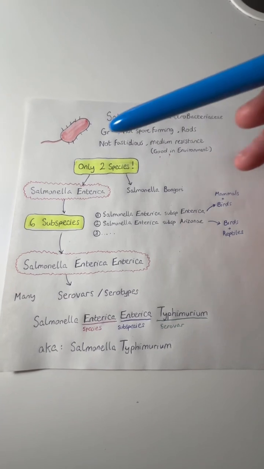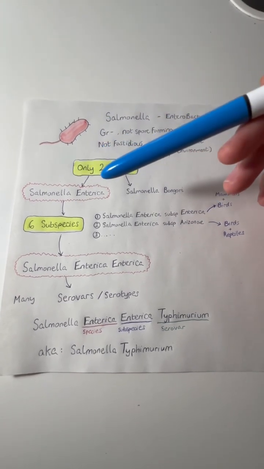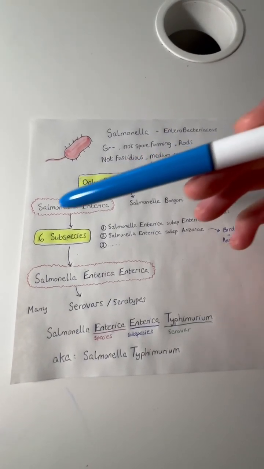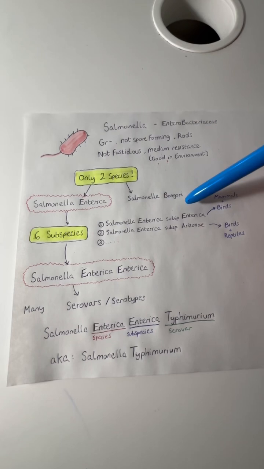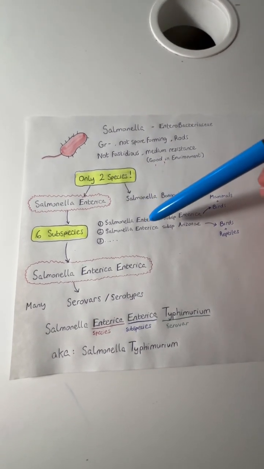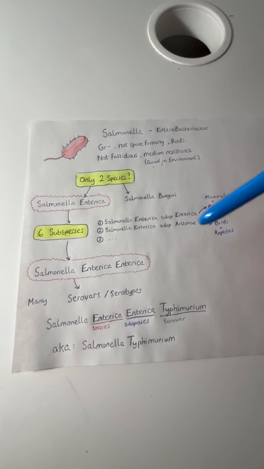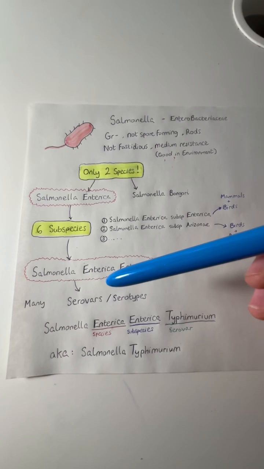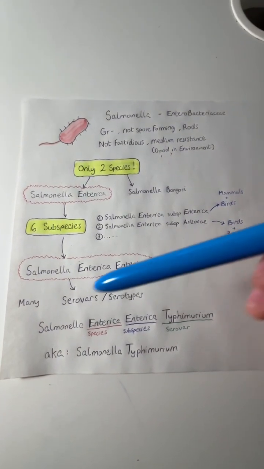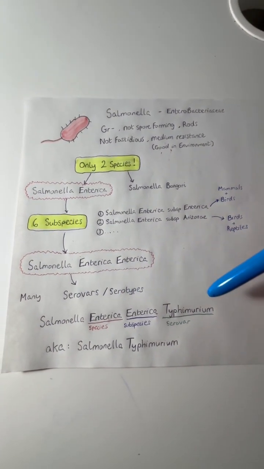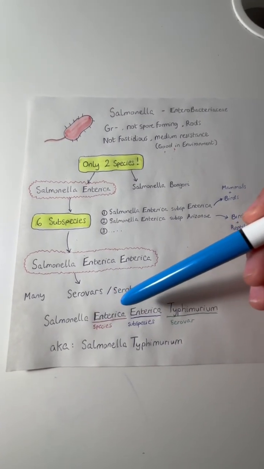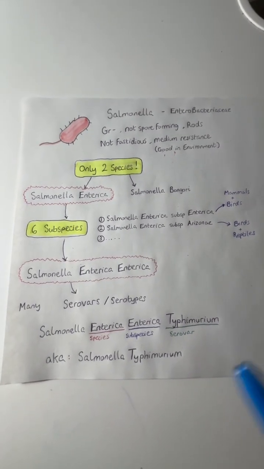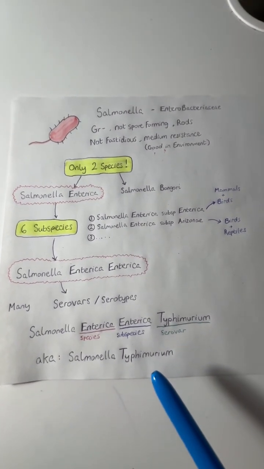However, it's discovered now that there are only 2 species of Salmonella, Salmonella enterica and Salmonella bongori. Salmonella enterica is the only one important to vets. It has 6 subspecies: Salmonella enterica enterica, which is found in mammals and birds, and Salmonella enterica arizonae, which is found in birds and reptiles. The rest are irrelevant. Salmonella enterica enterica has many serovars, also known as serotypes. So for example, we can have Salmonella enterica enterica typhimurium, where the enterica is a species, and then enterica is a subspecies, and typhimurium is a serovar. But for short, we can also just say Salmonella typhimurium, which coincidentally was also the old name.